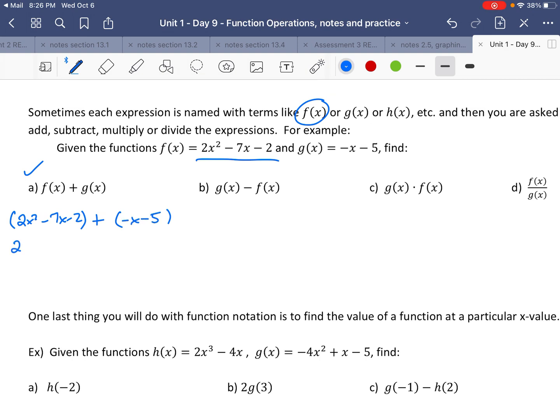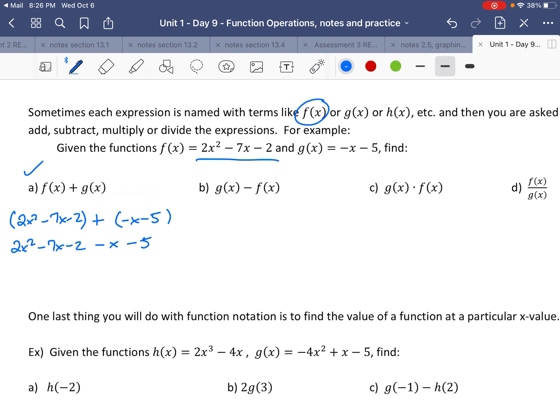All right, so I got 2x squared minus 7x minus 2. I can drop the parentheses because there's nothing in front of them. And then here, it's like I'm distributing the plus. So plus a negative x. Well, plus a negative x is just a negative x. And then for the second part, plus a negative 5, well, that's just a minus 5.